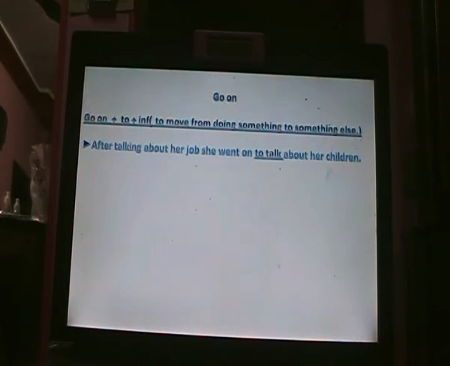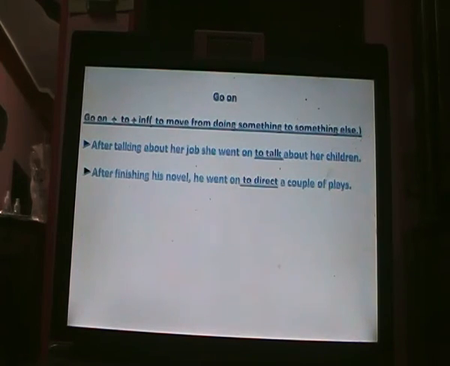Go on to infinitive, to move from doing something to something else. تحرك أو ينتقل من شيء إلى شيء. Go on to. After talking about her job, she went on to talk about her children. يبقى went on to plus infinitive انتقلت من الحديث عن شيء إلى الحديث عن الأطفال. After finishing his novel, he went on to direct a couple of plays. بعد النوفل راح يخرج مسرحيات.